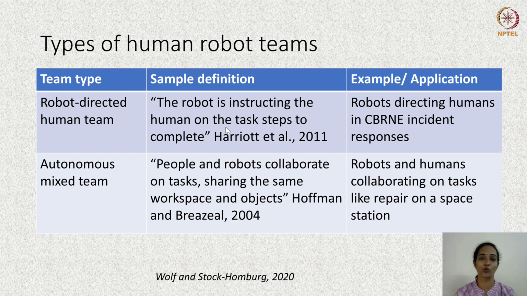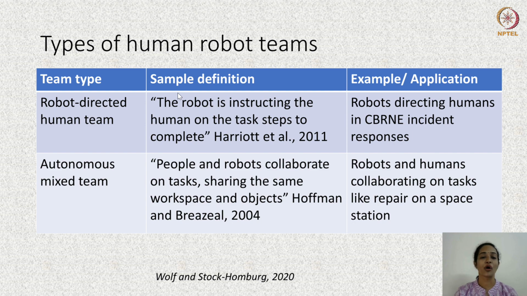The final kind of human-robot teams are the autonomous mixed teams. Autonomous mixed teams are where the humans and the robots collaborate on tasks. That is, they share the same workspace and objects, and they work in a collaborative manner. For example, consider an astronaut and a robot who are working together to fix or repair a machine in deep space. This is an example of an autonomous mixed team because the human and the robot are constantly assessing the situation and giving each other feedback on what to do next.